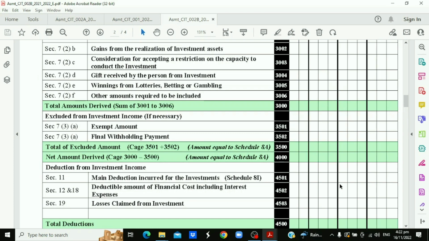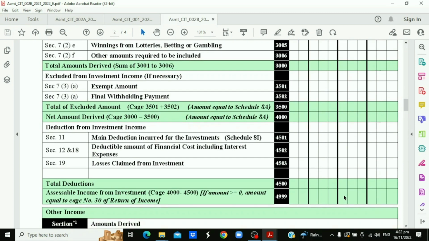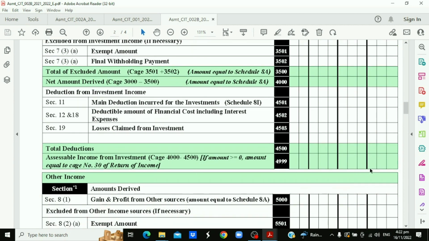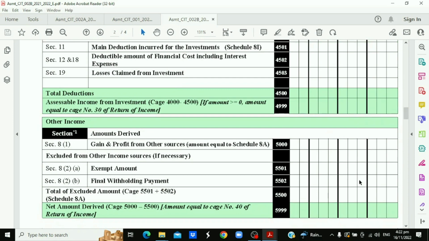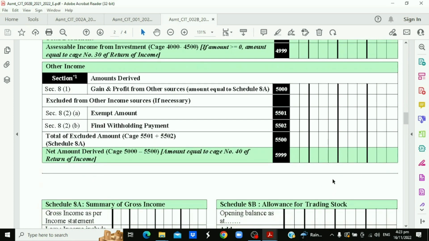Then for section 19, loss claim from the investment, there won't be any separate schedule under Schedule 8, but this is the amount that is going to be decided by using Schedule 2B, right? Likewise we can recognize total deductions, and thereafter identify the assessable income from the investment. As for the other income, it would not be very complex, right? Very rarely will we have it; most probably we can identify all the income under business and investment, right? After getting this idea, we can complete Schedule 8.